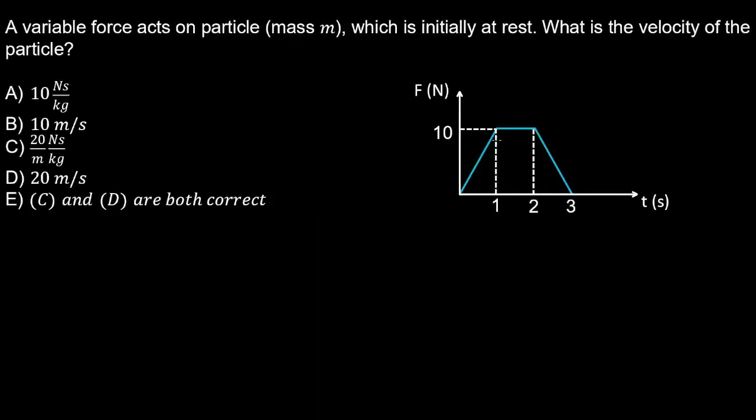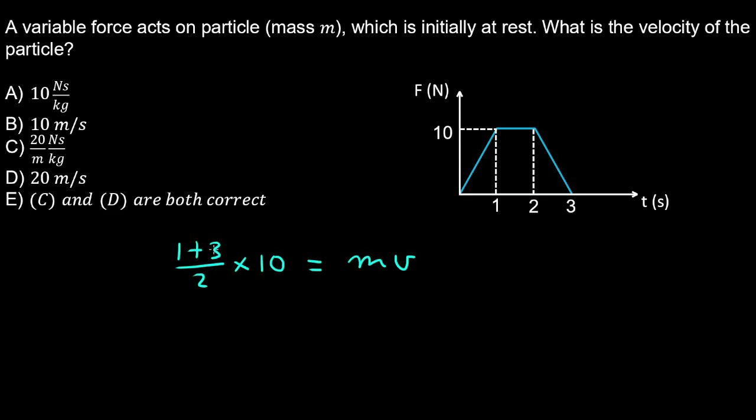A variable force acts on a particle of mass m, which is initially at rest. What is the velocity of the particle? Well, here we can use the impulse momentum theorem, where the impulse is the area under this graph. So we have the area of the trapezium is 1 second plus 3 seconds on 2 multiplied by 10 newtons. And that's equal to the change in momentum of the particle. So we have m by the velocity, given it's initially at rest.